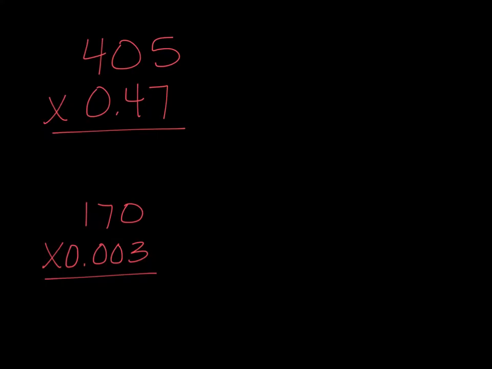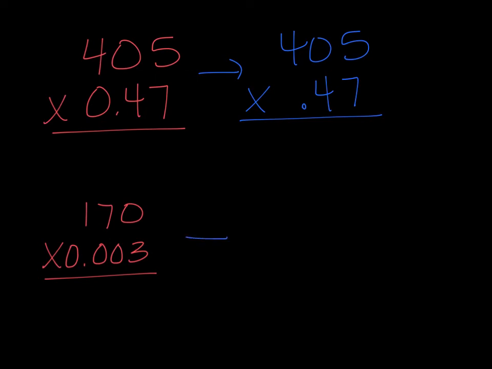Okay, so just a couple of other instances that you might come across is like this 405 times 47 hundredths. Like we talked about before, the 0 really is not going to do anything here, because when you multiply 0 times anything, you're going to get 0. So really, I would prefer you to think of this as, or write that problem as 405 times 0.47 and just leave that 0 off. The same thing here. I would rewrite that 170 times 0.003.